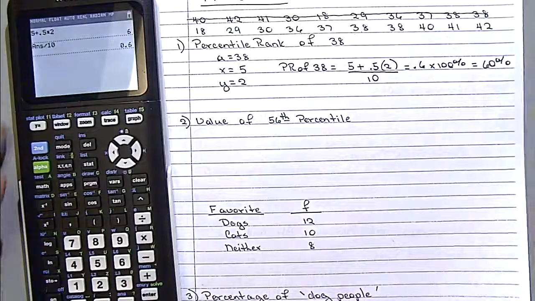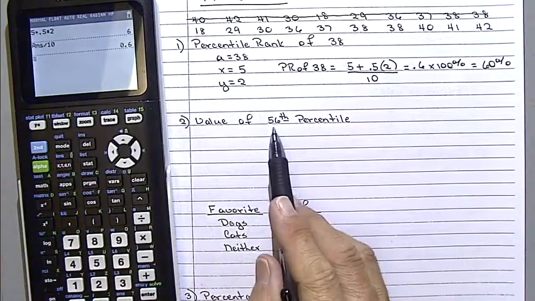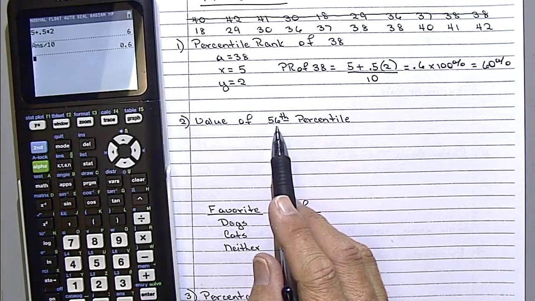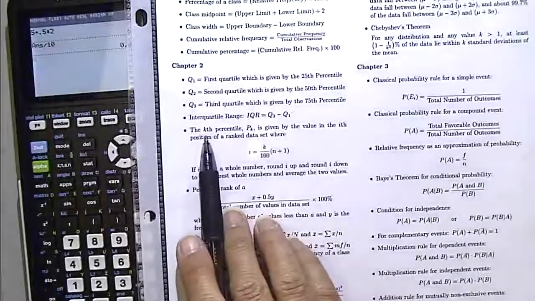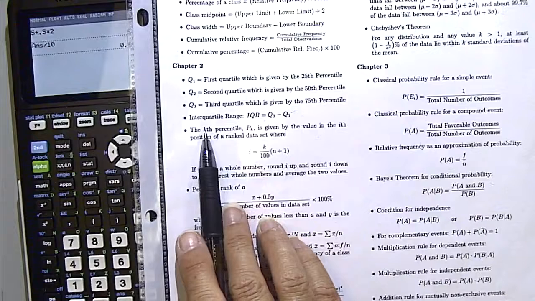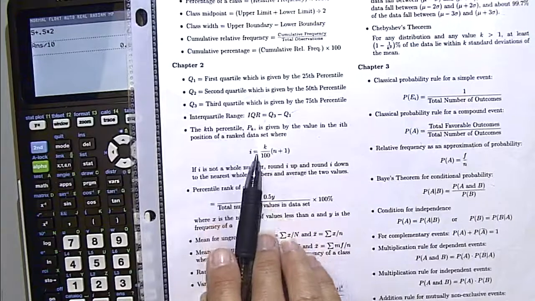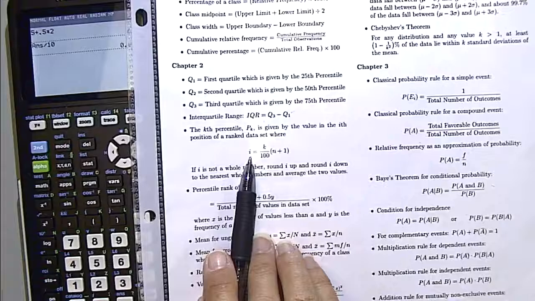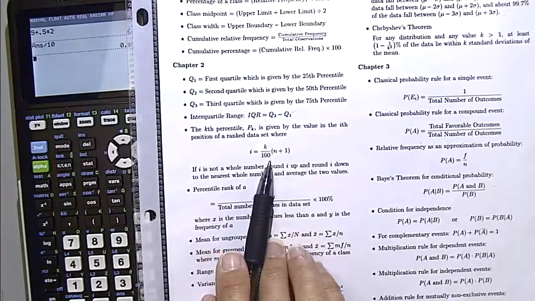Okay? All right, so now what about this one? What about if they ask us not the percentile rank, but what if they ask us, what's the 56th percentile? Well, that's a different formula entirely. So don't mess yourself up. What's the kth percentile is right here. The 56th percentile has a different formula. It says you want to find the item for the 56th percentile, you use this formula, right?